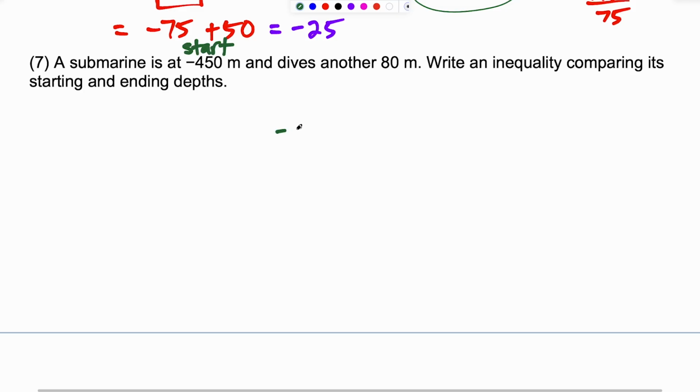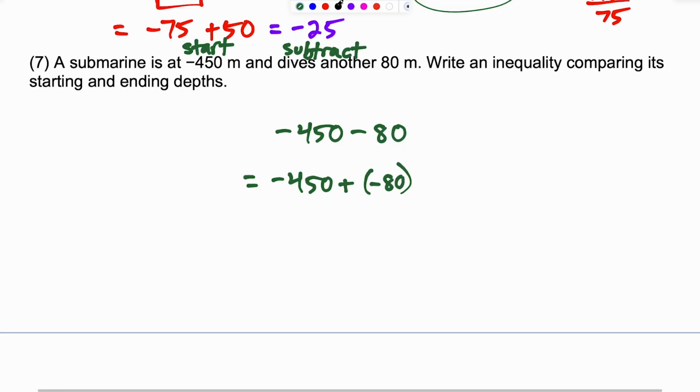So we're going to write negative 450. And then the submarine dives another 80 meters. So in terms of integers, this is subtraction. Okay, so we're going to subtract 80 meters. And I'll write all the units out at the end. So now we have to just work this out. This is the same thing as negative 450 plus negative 80.